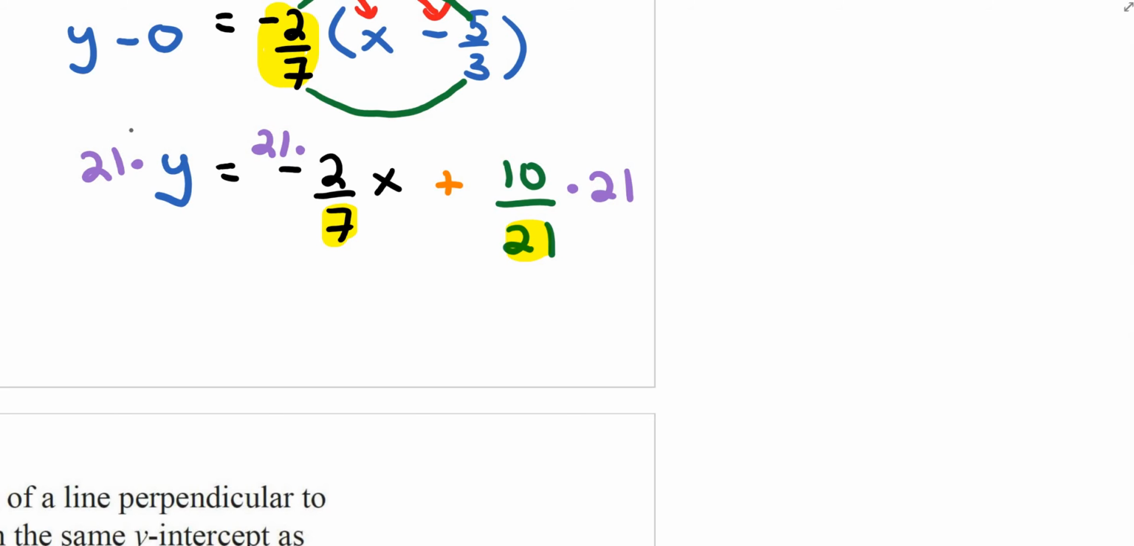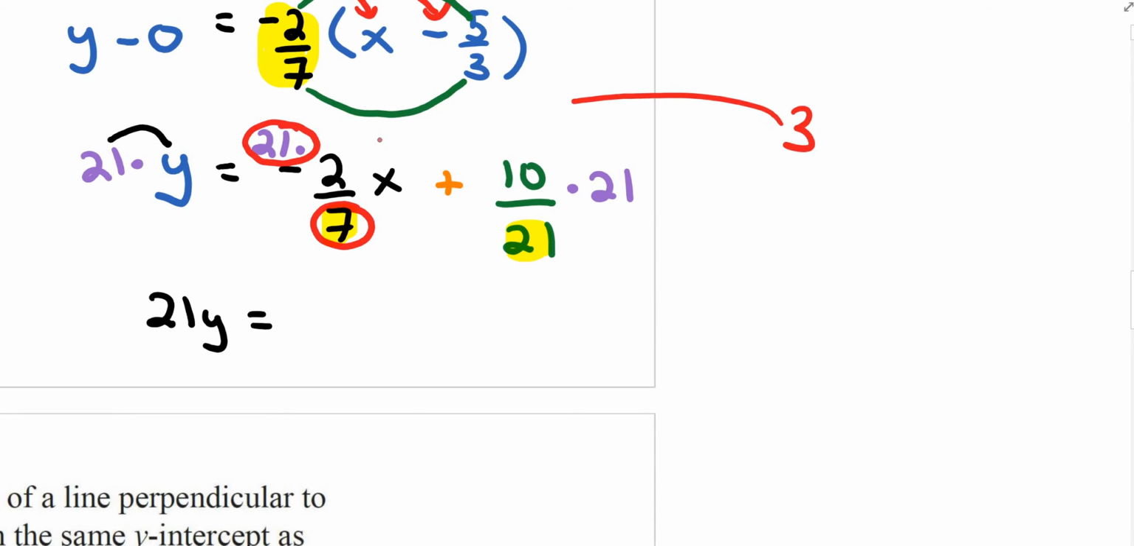Okay. If I do 21 times y, I get 21y equals. Now over here, you've got to be a little bit careful. I have a 21 here. What's 21 divided by 7? Well, 21 divided by 7 is going to be 3. And then what is 3 times negative 2? Right, this is negative 2. So 3 times negative 2 is going to be negative 6. So negative 6x. And then the 21 here and the 21 there cancel off, giving you just positive 10.